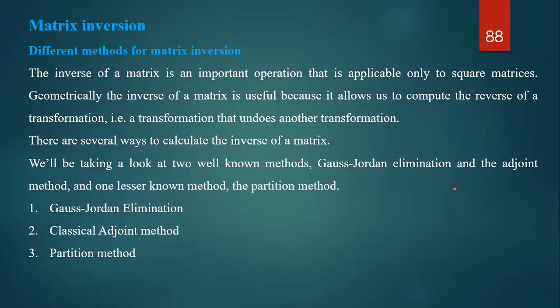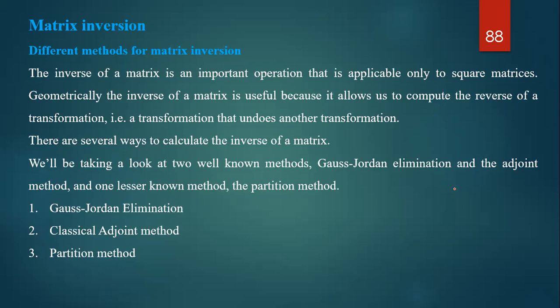Okay, the inverse of a matrix is an important operation that is applicable only to square matrices. A matrix should be square in order to invert it. A non-square matrix cannot easily be inverted. Geometrically, the inverse of a matrix is useful because it allows us to compute the reverse of a transformation, that is, to undo a transformation that has been applied.